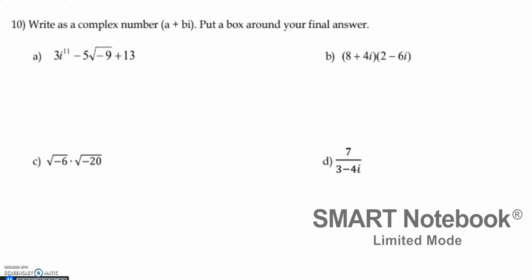Write as a complex number a plus bi. And so these are doing a bunch of different operations with complex or imaginary numbers. So part A, we want to simplify this as much as possible and get it in this format.